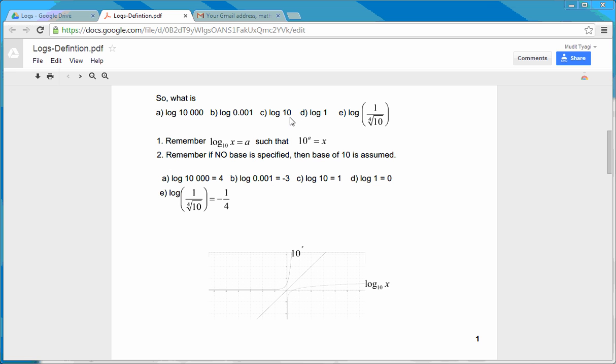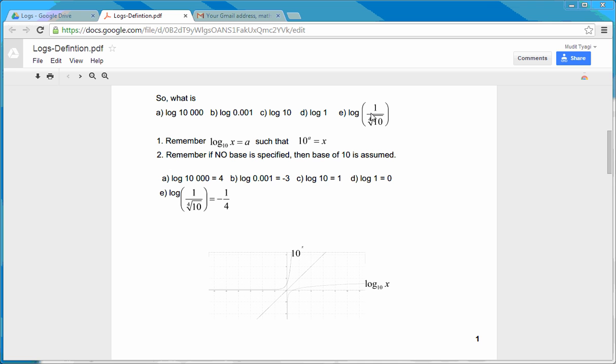Next one, what is log of 10? Well, what is the power by which we should raise 10 in order to get 10? Well, 10 to the power of 1 is equal to 10. So log of 10 to base 10 is simply equal to 1. Well, what is log of 1? Again, we ask, what is the power by which 10 must be raised so that we get 1? Now remember, anything raised to the power of 0 gives you a 1. So 10 raised to the power of 0 will give you 1. So log of 1 to base 10 is equal to 0.